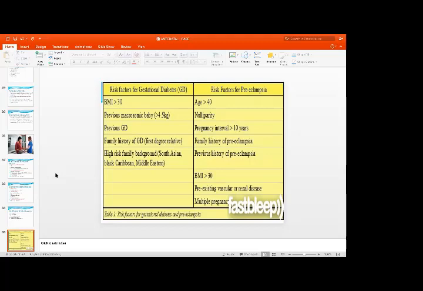So risk factors for preeclampsia include if she is above 40 years of age, she is nulliparous, that is, she's primigravida, and if the interval between two pregnancies is more than 10 years, or she has family history of preeclampsia, previous history of preeclampsia in pregnancies, or her BMI is more than 30, she has pre-existing renal or vascular disease, or she is having multiple pregnancies. So these are all high risk factors for developing preeclampsia in this pregnancy. So we will identify these risk factors by taking a good history.